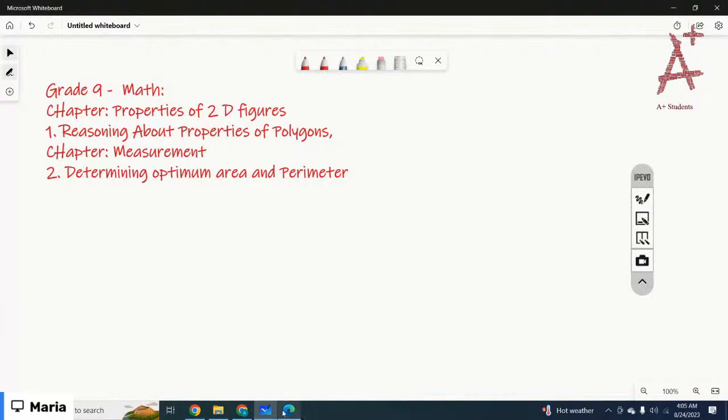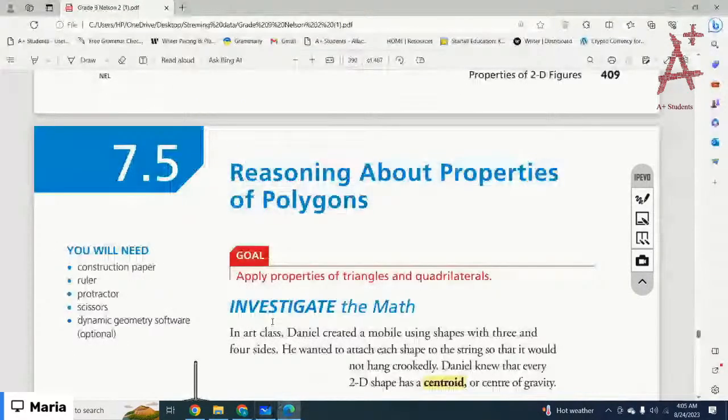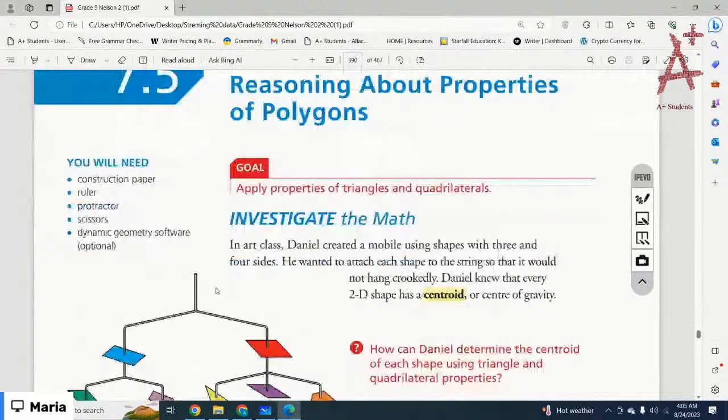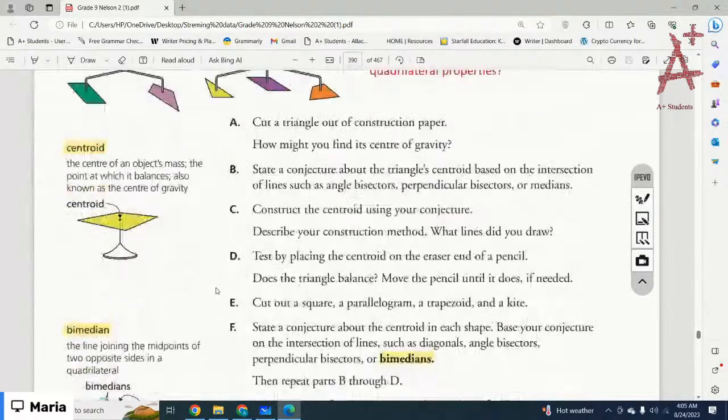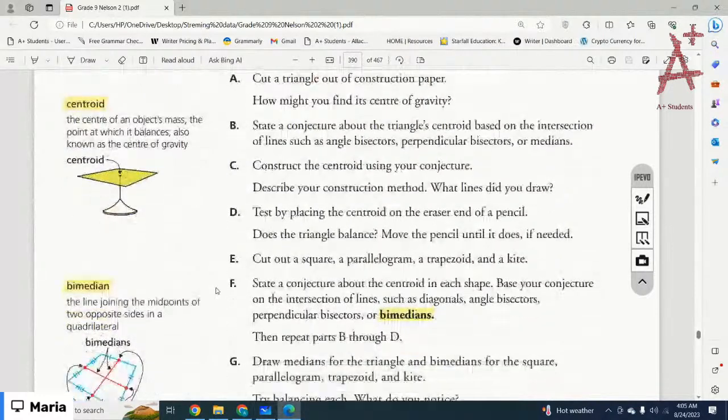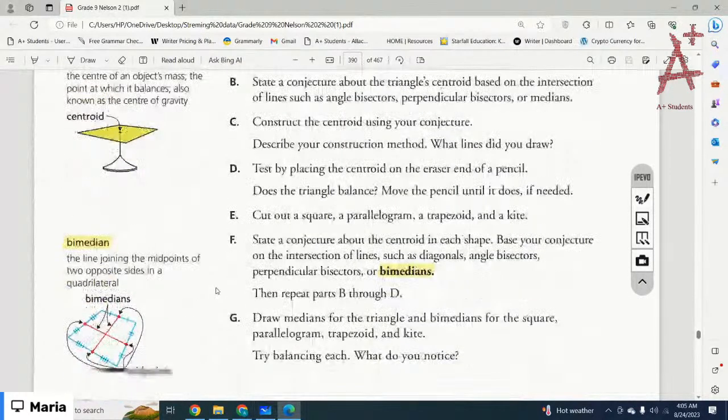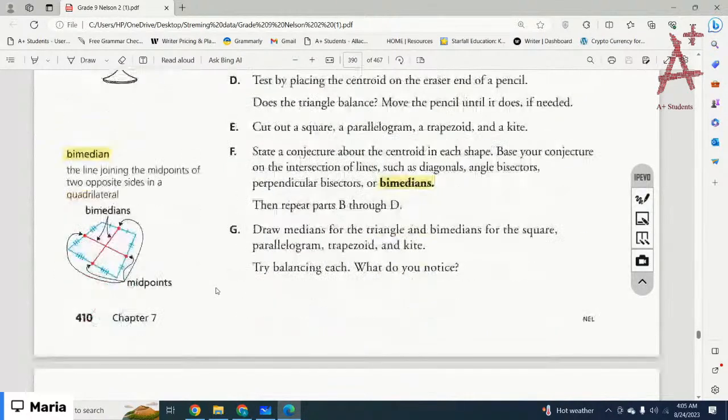Okay, so here I'm on 7.5, reasoning about properties of polygons. The center of an object's mass, the point at which it balances, is also known as the center of gravity or centroid. A bimedian is the line joining the midpoints of two opposite sides of a quadrilateral.